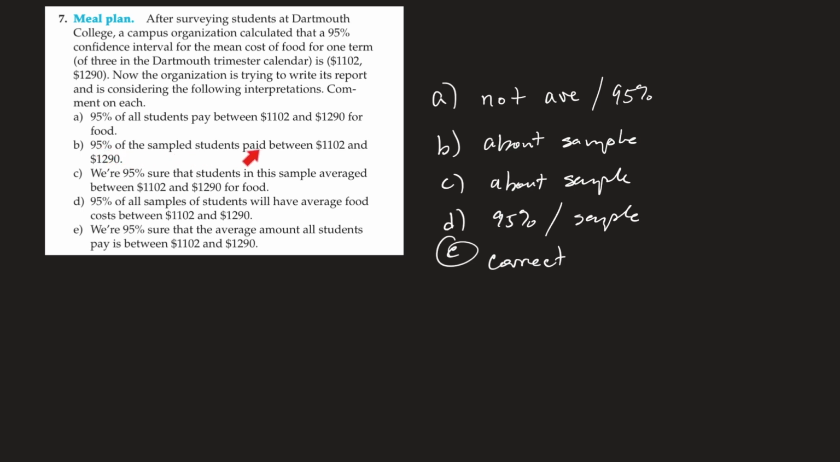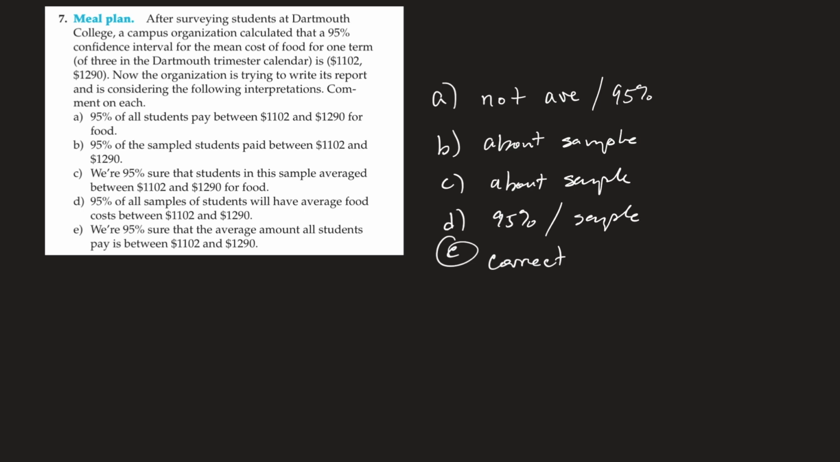B says 95% of the sample students paid. I know exactly what happened in the sample. I made the sample. I took the sample. I don't need to be 95% sure or any of that. Here again, it's also really not discussing the average result either. In C, we're 95% sure. It starts off pretty good. The students in this sample, no, you are 100% sure about everything in that sample. So big problem here. If you got a confidence interval conclusion talking about the sample results, it's wrong.